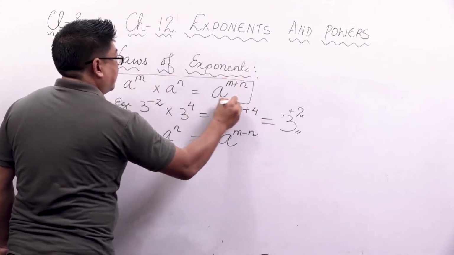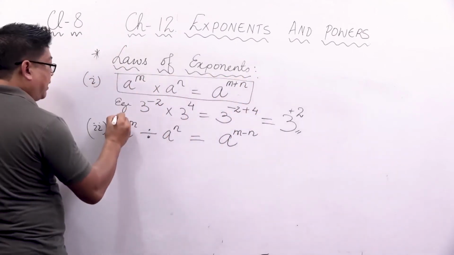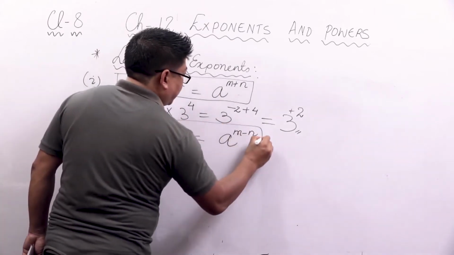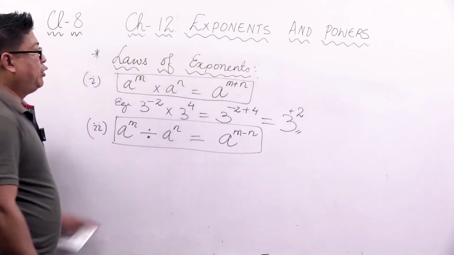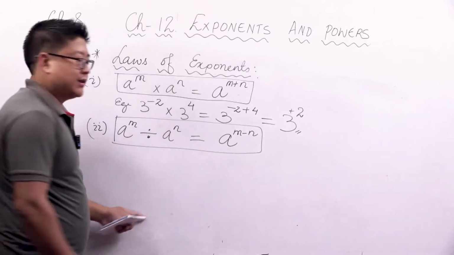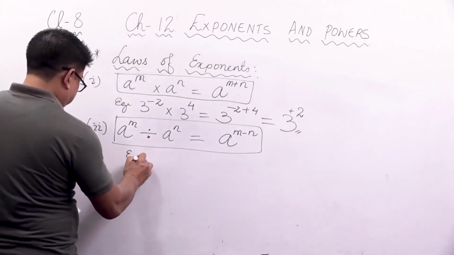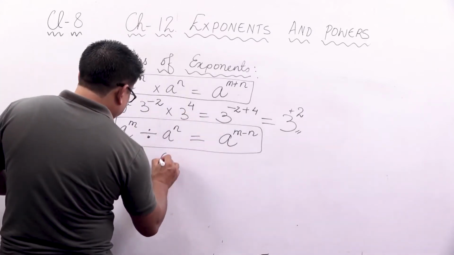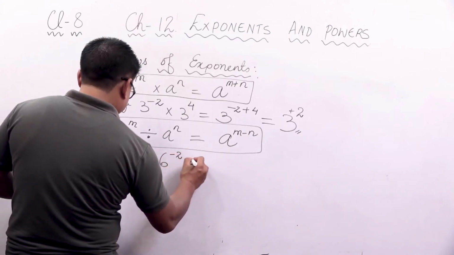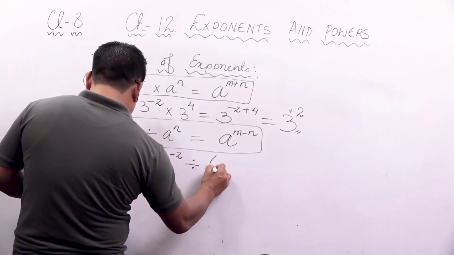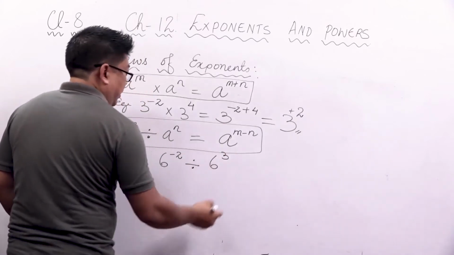Please keep this in mind. These are very important. You will be using this throughout the exercises. So we can take an example. I'll take an example of 6 to the power minus 2 divided by 6 to the power 3.